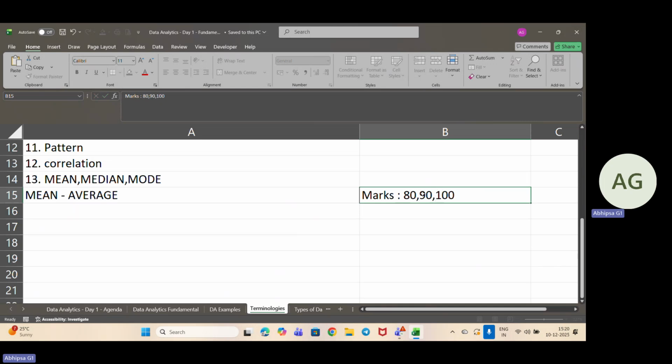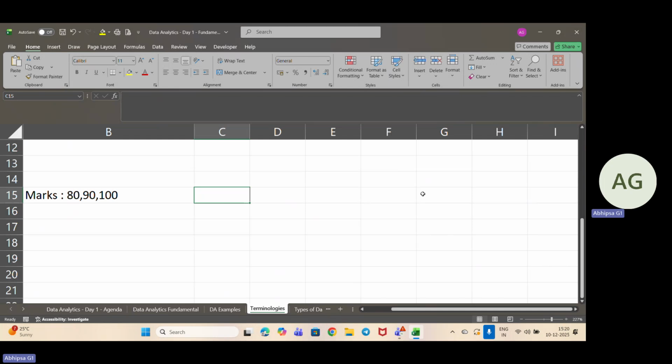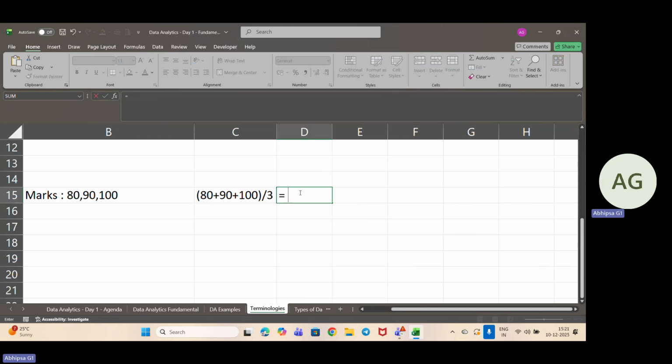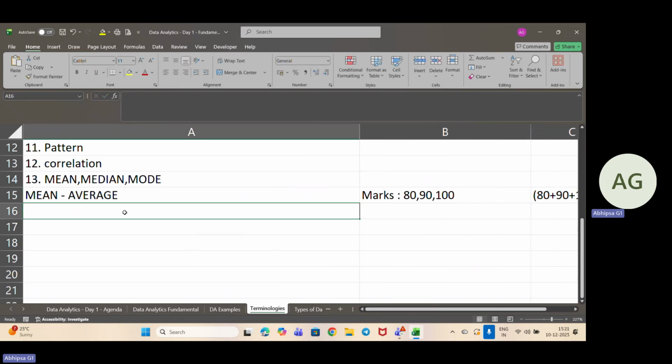So now I'll be doing the mean, that is the sum of all, 80 plus 90 plus 100, divided by 3. So this is the operation, that is the function of mean. After doing all of it, my result would be 90, right? So this is the value of mean. Mean is exactly the average.